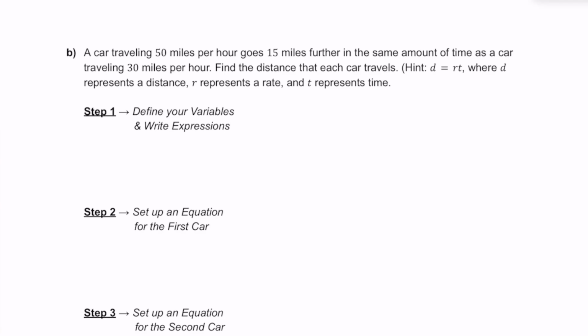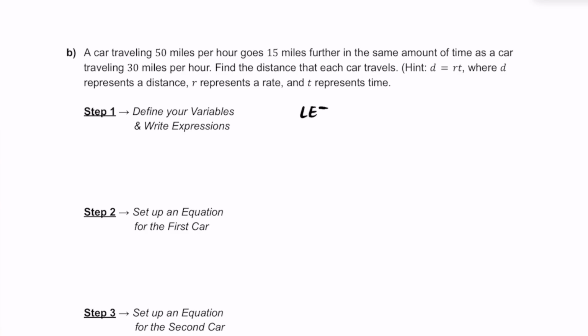We have this equation here that is really important, which is distance equals rate times time. With practice, this equation will hopefully make more and more sense to you as you apply it. D is always going to represent a distance. R represents a rate or a speed, and T is going to represent time. So let's see what kind of variables we want to define here.